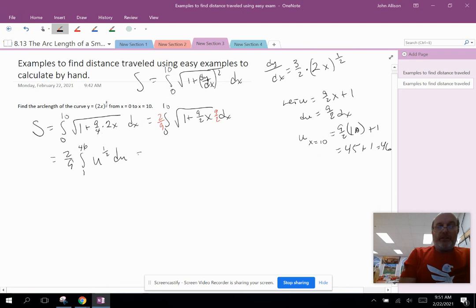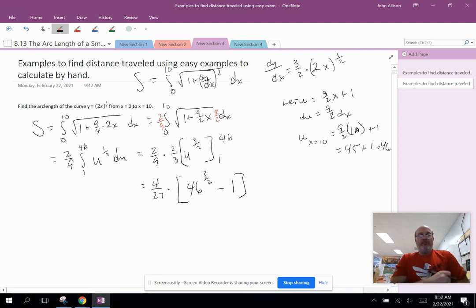And when we integrate that, that's going to be our 2/9 times u to the 3 halves divided by 3 halves, or times 2/3. And this is going to be evaluated from 1 to 46. That's going to be 4 over 27 times 46 to the 3 halves minus 1 to the 3 halves, which is just minus 1. And that would be our answer.